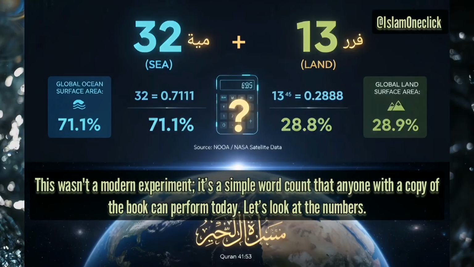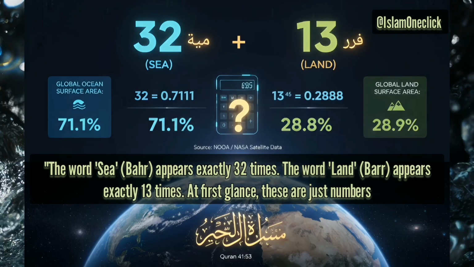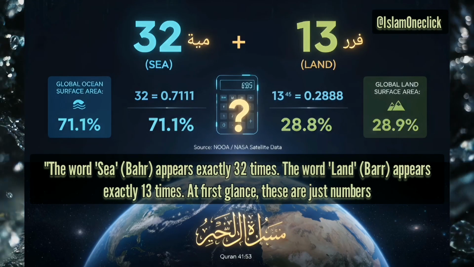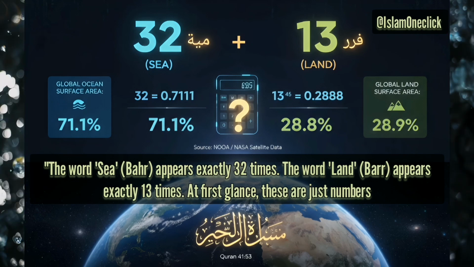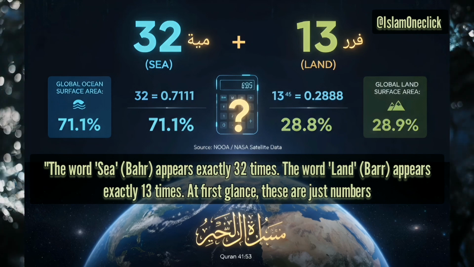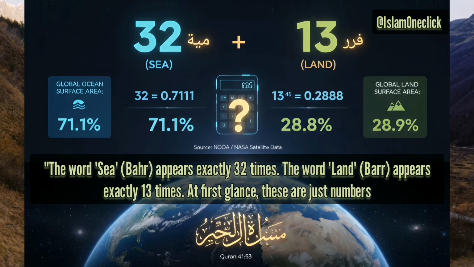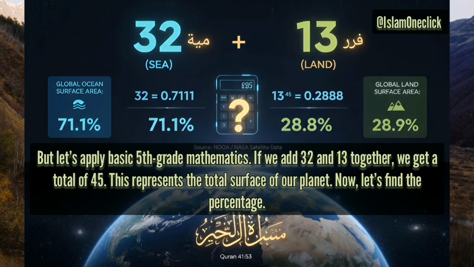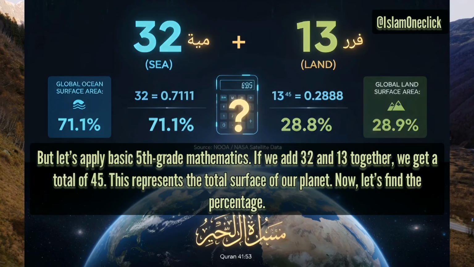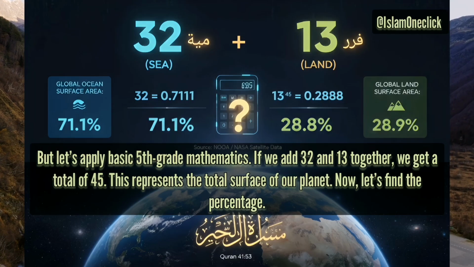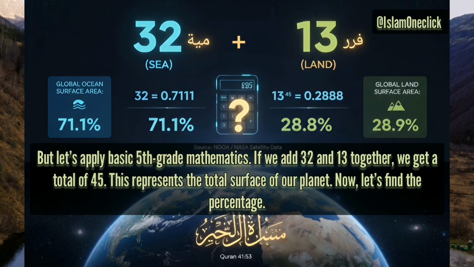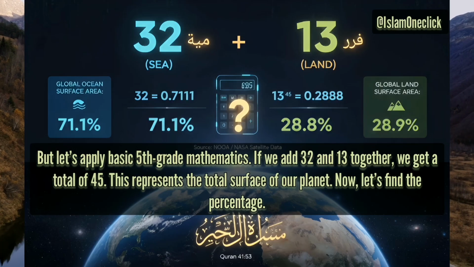Let's look at the numbers. The word sea, bahr, appears exactly 32 times. The word land, barr, appears exactly 13 times. At first glance, these are just numbers. But let's apply basic 5th grade mathematics. If we add 32 and 13 together, we get a total of 45. This represents the total surface of our planet.